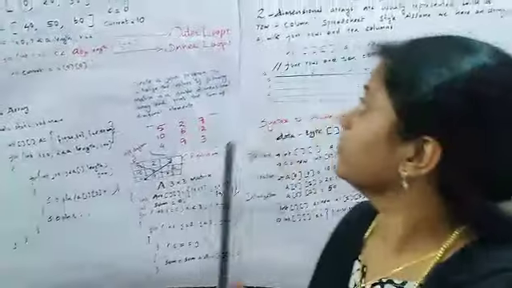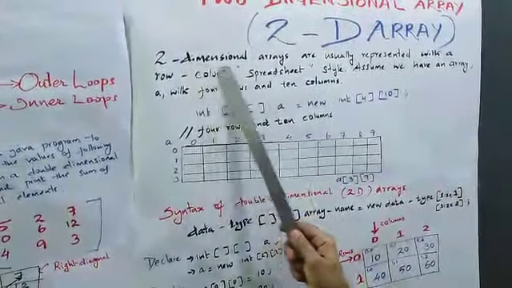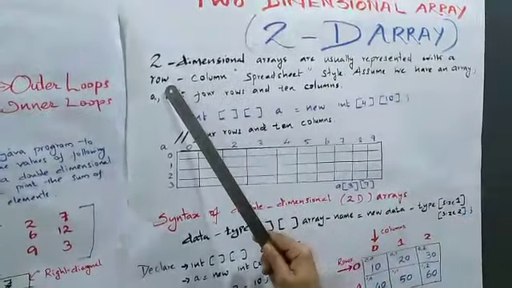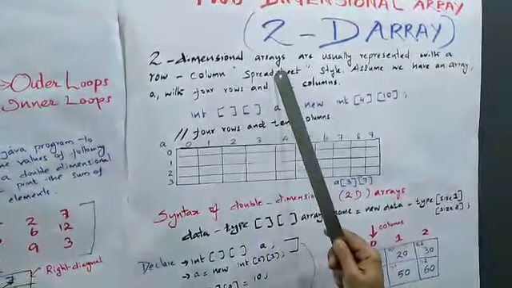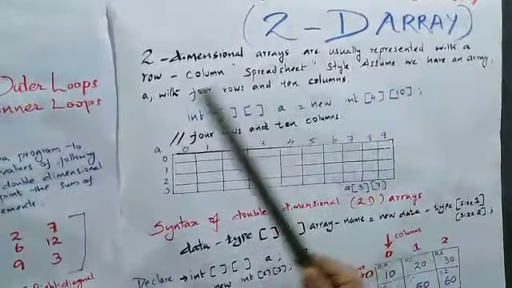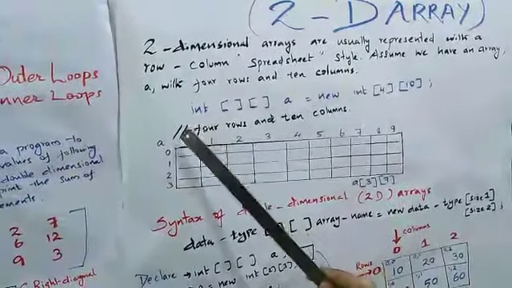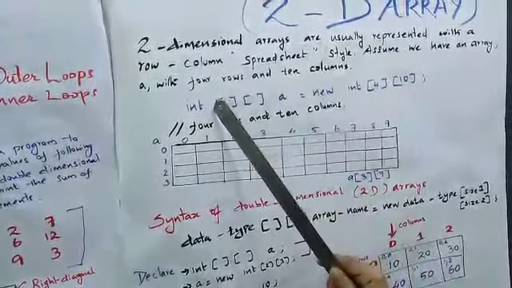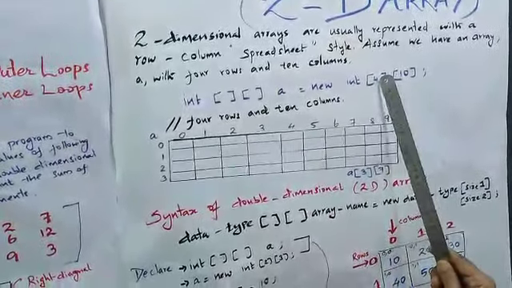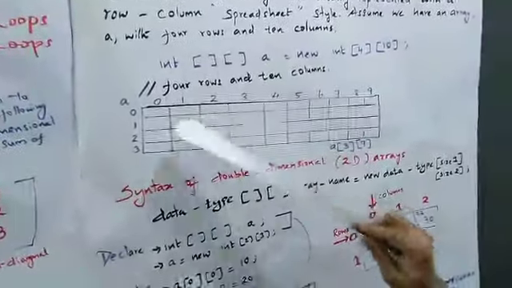Now come. Two-dimensional arrays are usually represented with a row and column, just like a spreadsheet style. Assume we have an array A with 4 rows and 10 columns. That means int[][] A = new int[4][10]. So see, one chart is there, 4 rows and 10 columns.